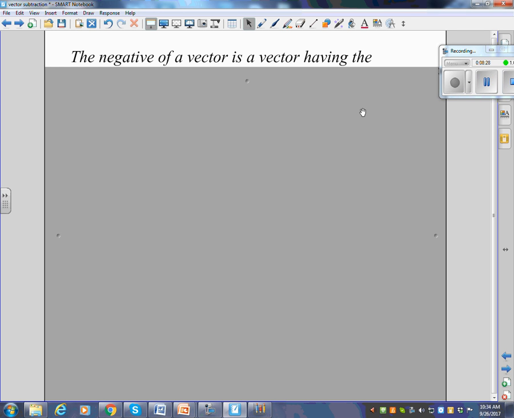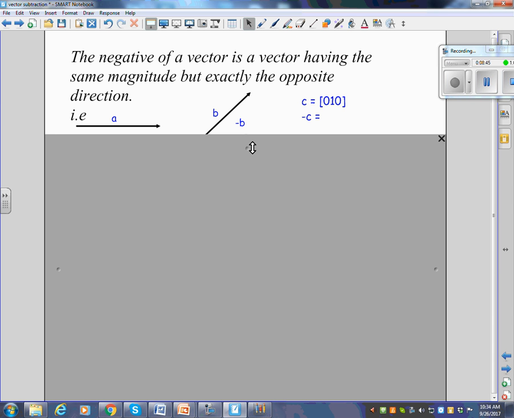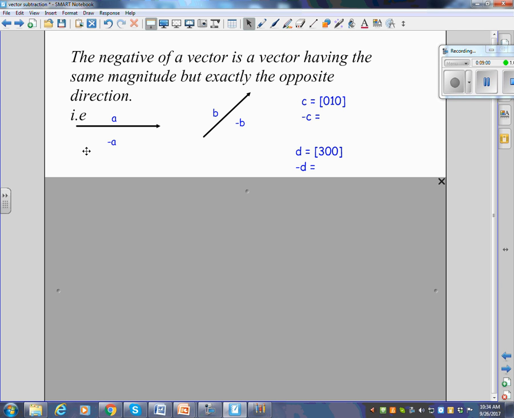For a vector, what does it mean to have the opposite direction? I think I just gave it away without saying it. How do I turn a vector into its opposite? I change the direction. Pull a 180, they say. So the negative of a vector is a vector having the same magnitude, the same length, same size, but exactly the opposite direction. So if vector A is to the east, then vector minus A is going to be to the west.